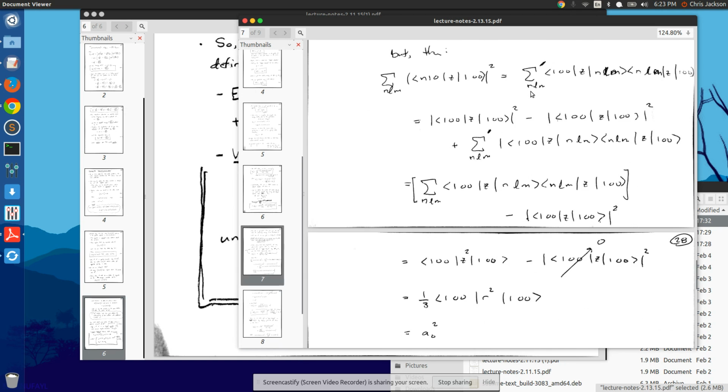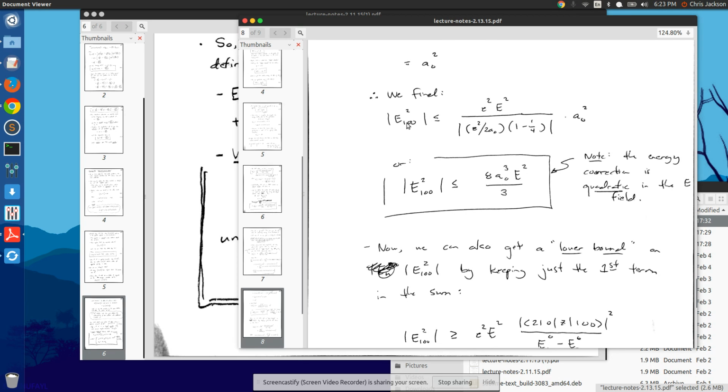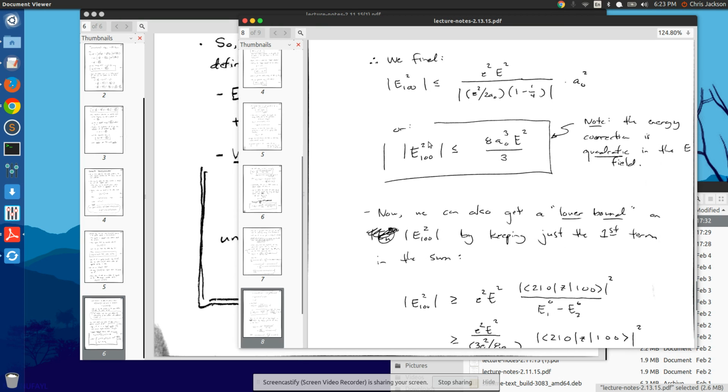So what it's telling us is that we can take this matrix element and we basically get this Bohr radius squared. And so the second order energy correction has an upper bound. That's what we were computing, and it looks like this. If I put in the numbers, the upper bound of our second order energy shift goes like the electric field squared. And this is where the quadratic part of the quadratic Stark effect comes from.